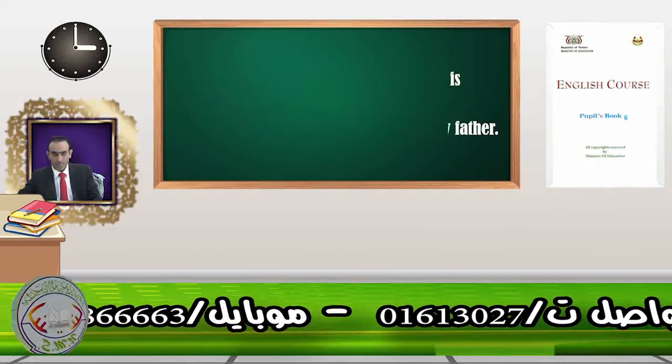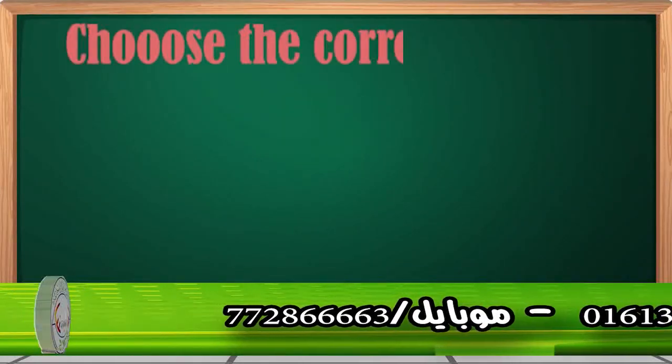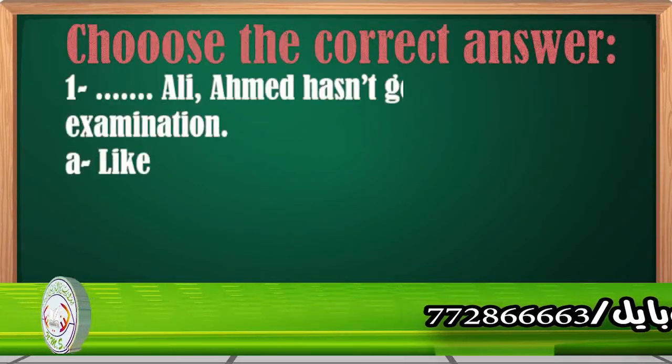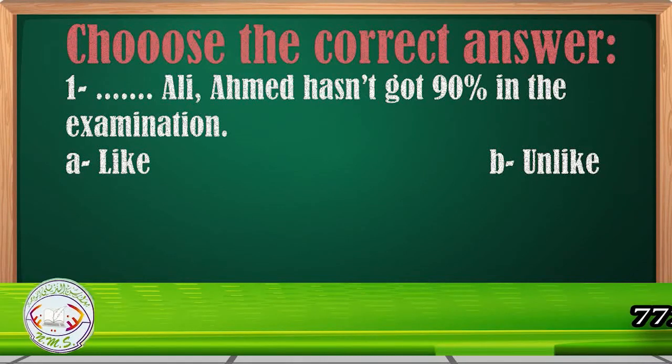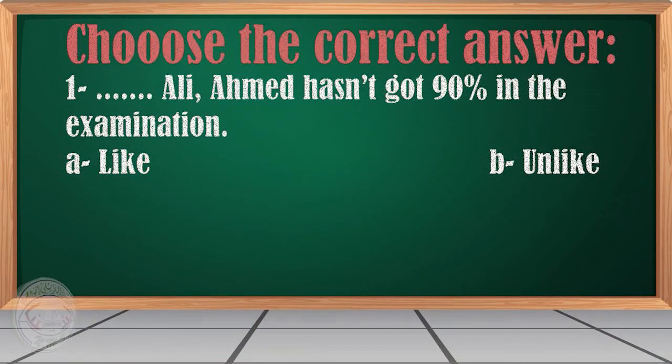Let's practice. Choose the correct answer. Ali Ahmed hasn't got 90% in the examination. So what's the correct word here? A, like. B, alike. So the correct word is alike.